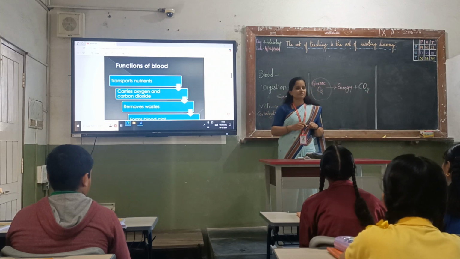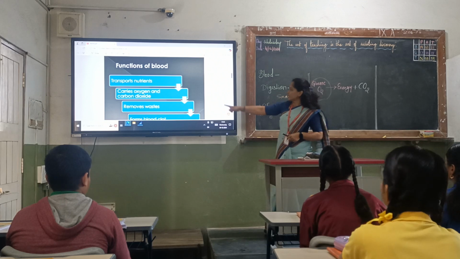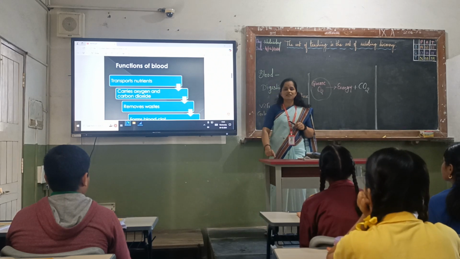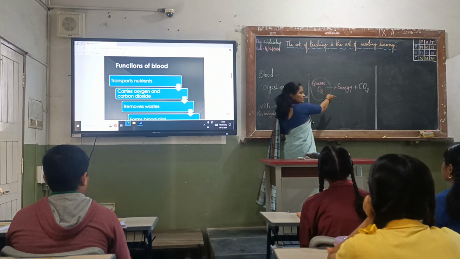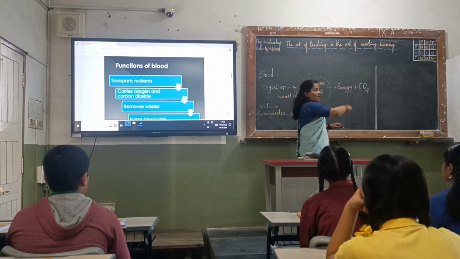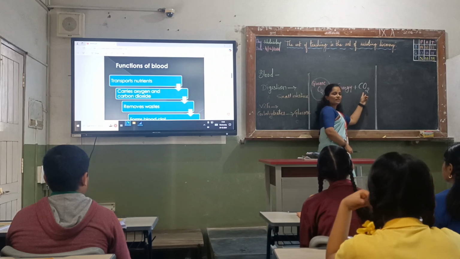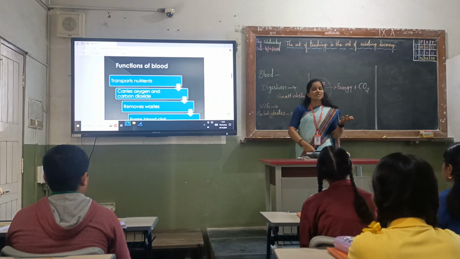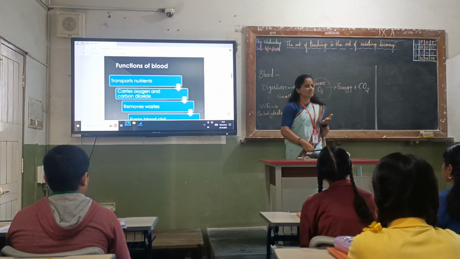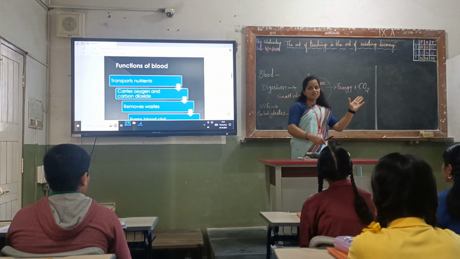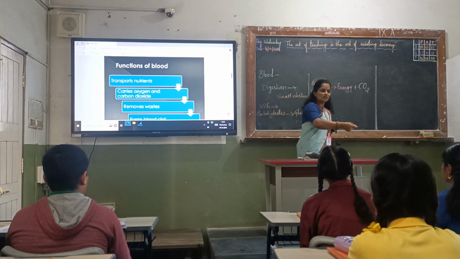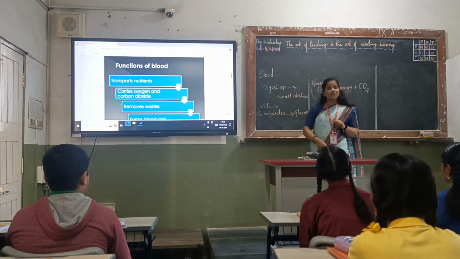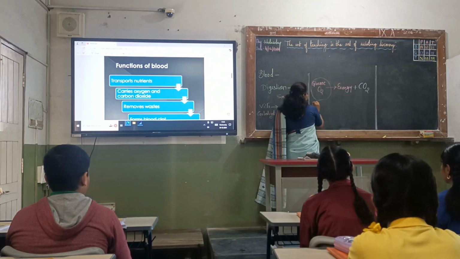Here, the second function is that blood carries oxygen and also carbon dioxide. Oxygen is transported to each and every cell, and now in return we get carbon dioxide gas. Carbon dioxide gas is one of the wastes. It is not useful. Then what happens to that carbon dioxide? Carbon dioxide again enters the blood, and then that blood becomes deoxygenated blood, or we can say impure blood.